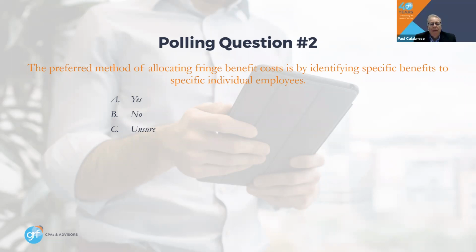All right. And then the no's, 60% have it correct, that it's not the preferred way. There is no preferred way. So if we want to go to the next slide, it kind of addresses that.